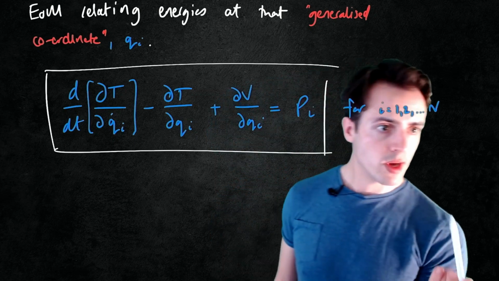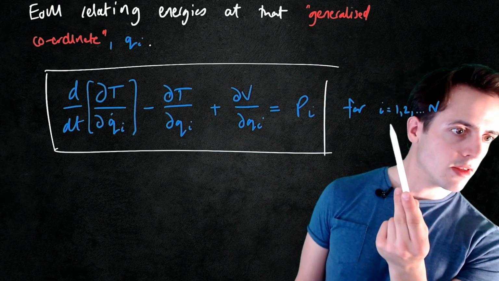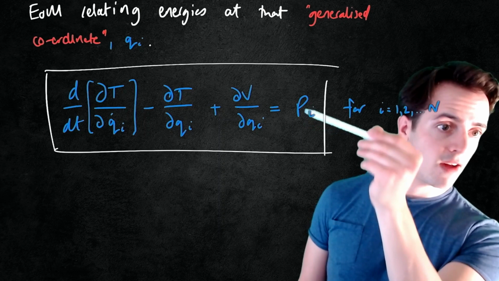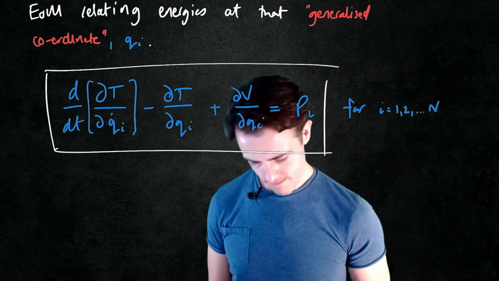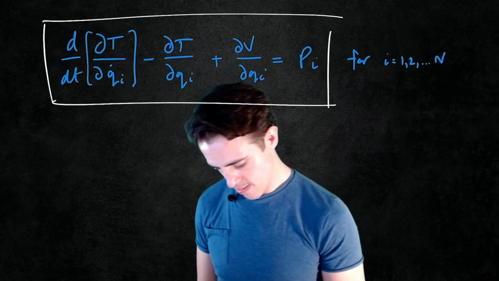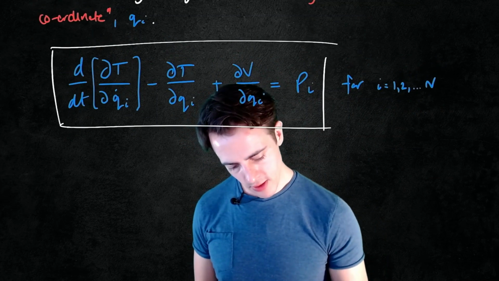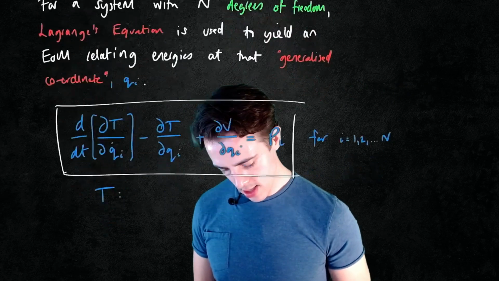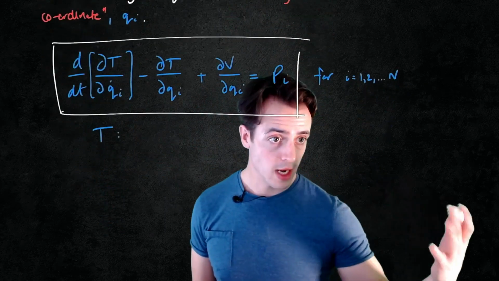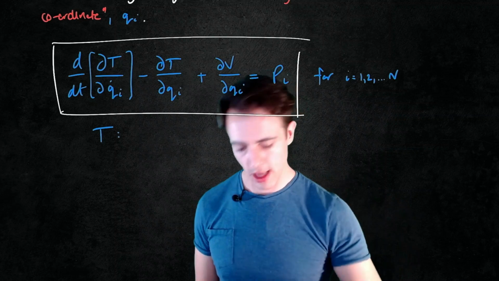Okay, so if we have i equal to the number of degrees of freedom, then we have this many sets of equations for that. Oh, and I didn't even write this down on here. So T is going to be equal to the kinetic energy, and V is going to be equal to the potential energy.